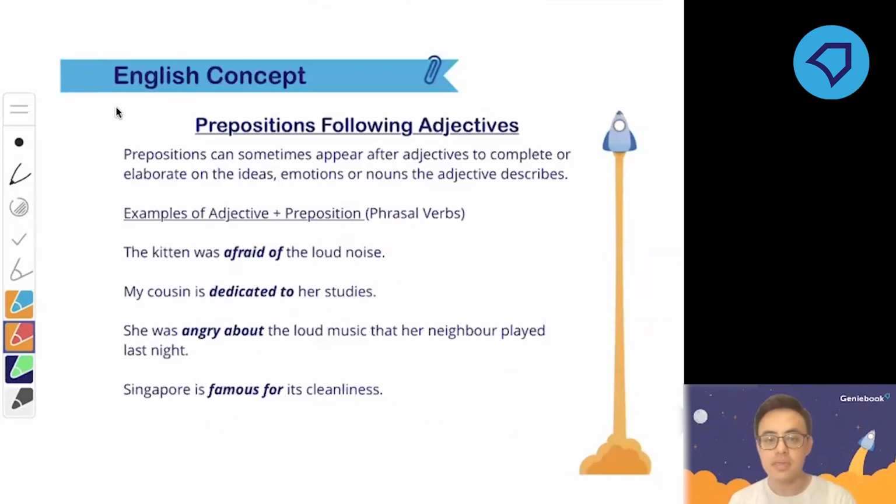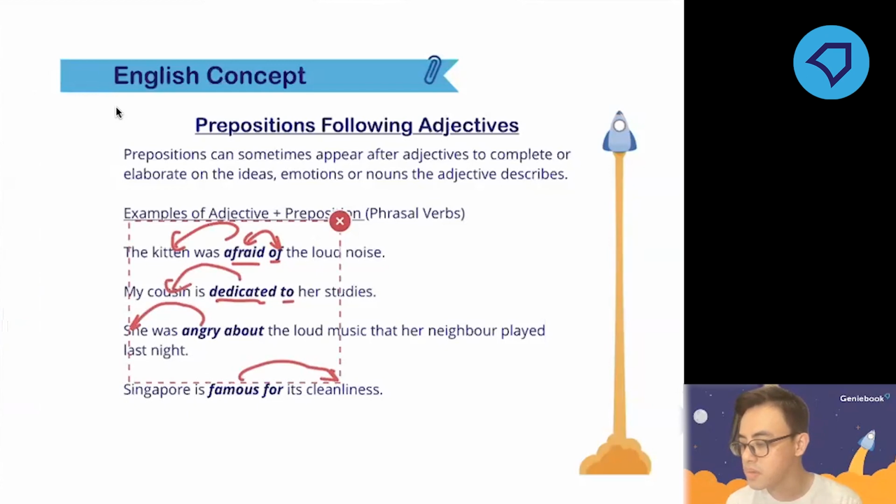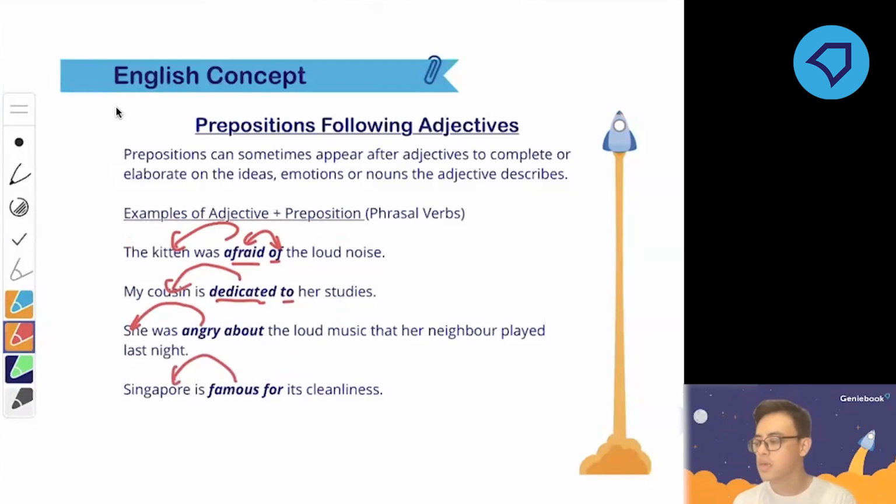Prepositions following adjectives just tell us how a person was feeling. So the kitten was afraid of the loud noise. My cousin is dedicated to. Okay, "afraid" is describing the cat or kitten. "Dedicated" is describing my cousin. Angry describes "she," and famous describes Singapore, not cleanliness. Okay, so all these words, for, about, to, of, are all prepositions.